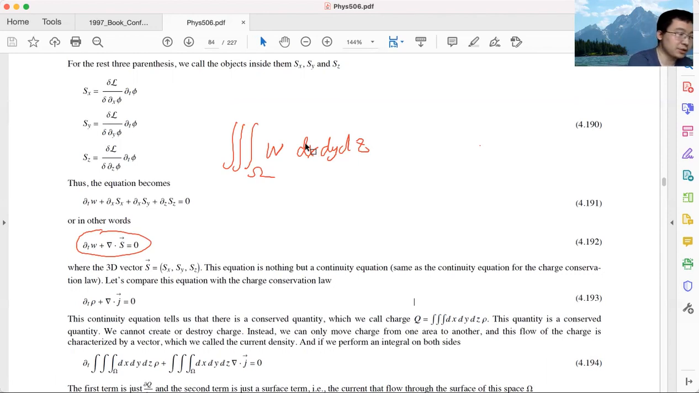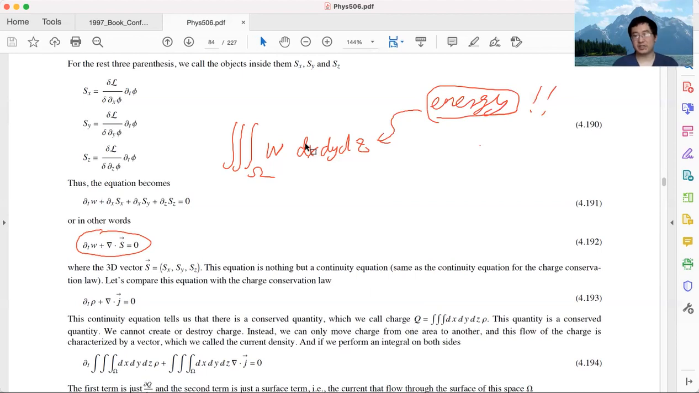And this conserved quantity comes from the time translation. In classical mechanics, we learned that with time translation symmetry, if something is invariant under translation in time, there is a conserved quantity: the energy is conserved. Energy conservation is associated with translation symmetry in time. So this conserved quantity, in fact, is exactly energy.